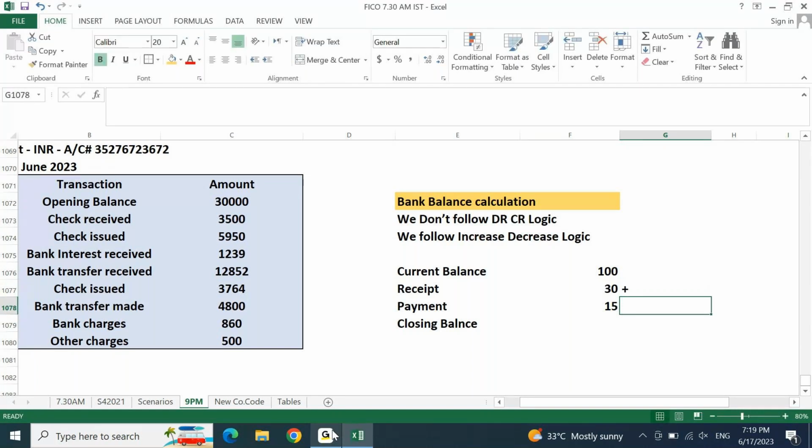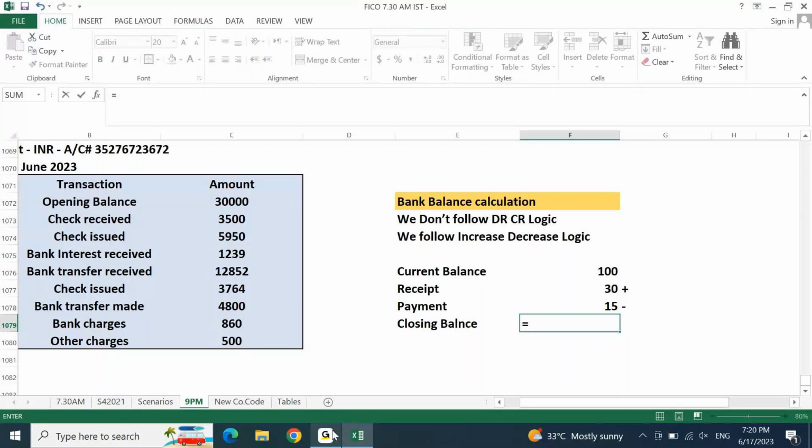Payment will increase the balance or decrease the balance? Payment will decrease the balance. Anything which is decreasing your balance, put a minus symbol here. Now to find out the closing balance, what you will do? You will be doing 100 plus 30 minus 15, correct? Is this your closing balance?